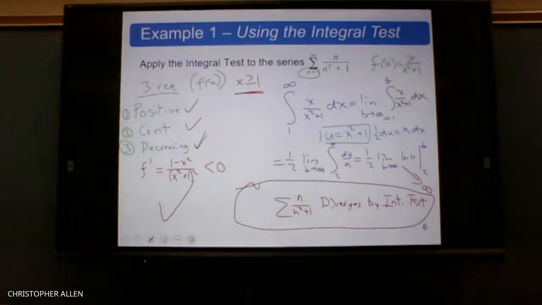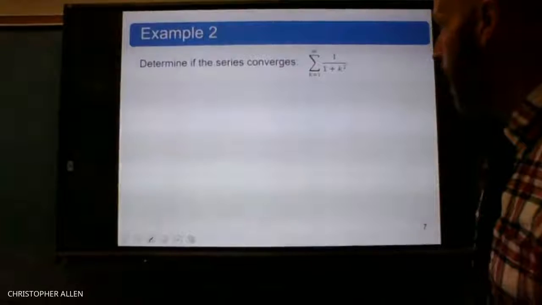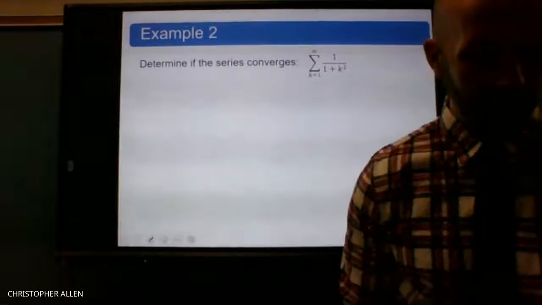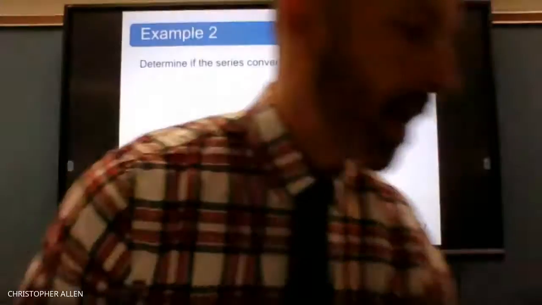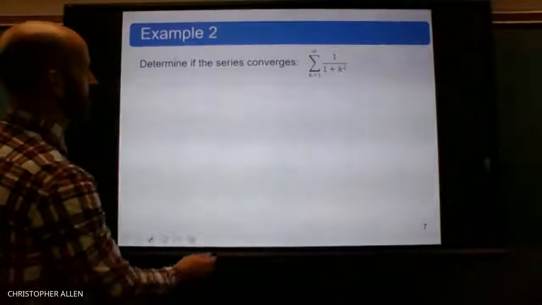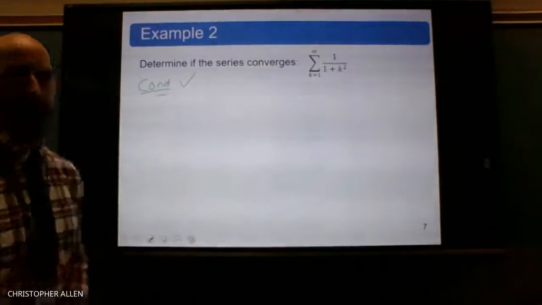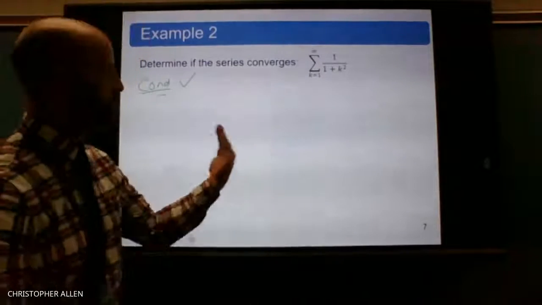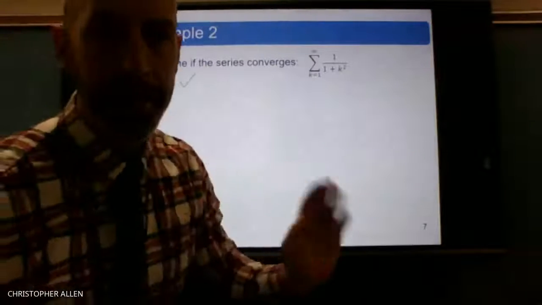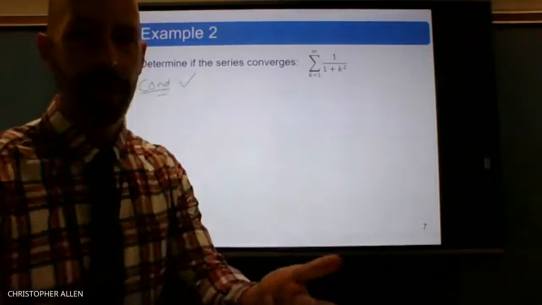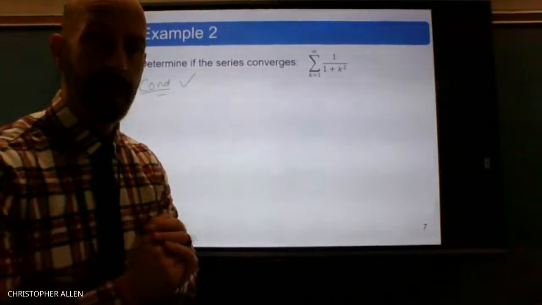Okay, moving on. All right, so let's look at example 2. I'm going to maybe move a little bit more quickly through this one, and the reason is I'm going to kind of skip over the conditions, if you guys don't mind, okay? The conditions are all met here. I hope you guys can see this is very similar to the last one. So I'm going to just write, conditions, check. Positive, continuous, decreasing, everything's lovely, okay? So I'm going to jump right into the integral test.